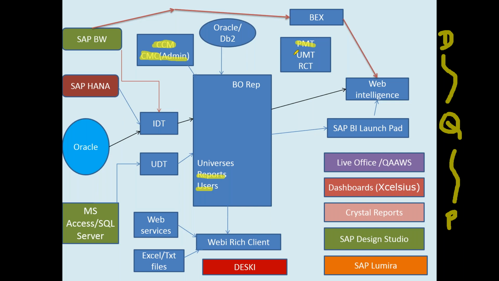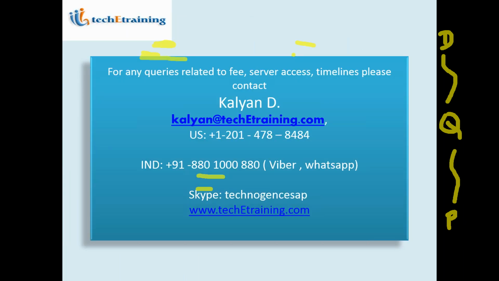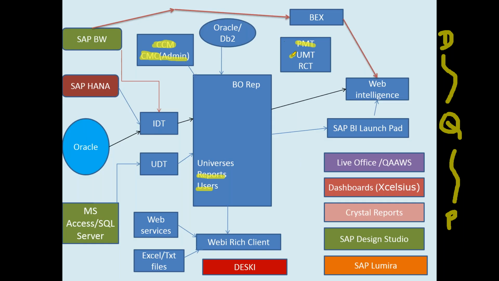Okay, and Upgrade Management is a tool with which we can migrate 3.1 reports to 4.1. Let's say you have all the reports available in the older version, which is BOXI 3.1. You can move them to 4.0 or 4.1, or from the 4.1 version to the 4.2 version.